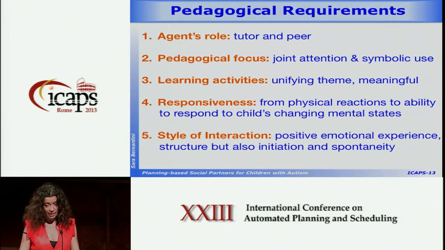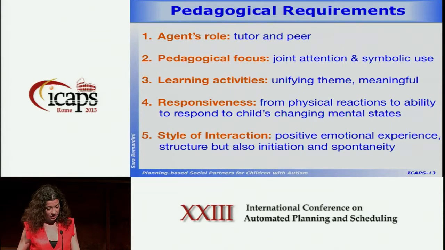So these are the main requirements. The agent needs to be able to act both as a tutor and as a peer for the child, and to be able to switch between these two roles when appropriate. And then the pedagogical focus needs to be on social communication in general, but in particular, SEARCH identifies two subcomponents of social communication that are critical: joint attention, which is the ability to share attention with someone else, and also to engage in reciprocal interaction, and symbolic cues, which refers to the ability to use and understand nonverbal language.